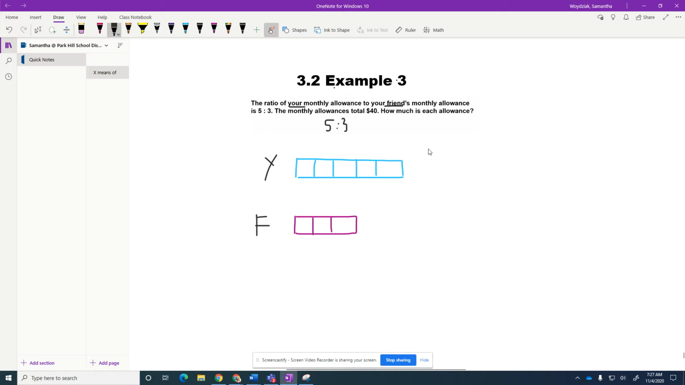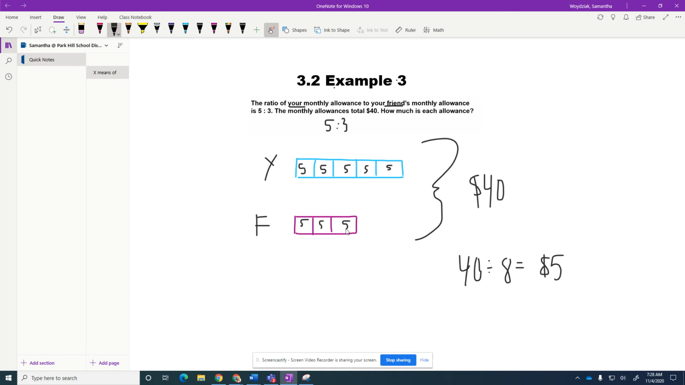All right, and we know that in total, if we were to total everyone's monthly allowance, we would have $40. Well, let's take a look and see how many pieces total there are. So I see 1, 2, 3, 4, 5, 6, 7, 8. So if we take this $40 right here and we divide it by 8 pieces, that will tell us how much each piece is worth. Well, I know that 40 divided by 8 is 5, so that shows me that each of these pieces is worth 5. We're going to double check and see, does that make sense?